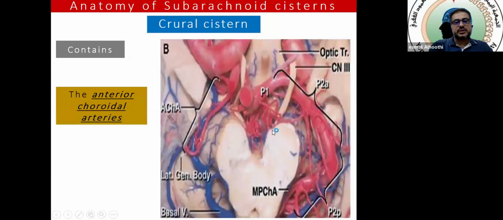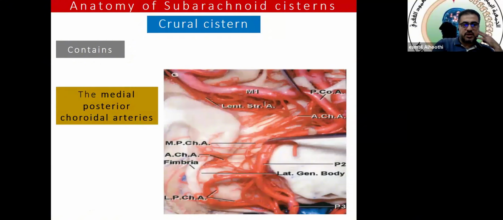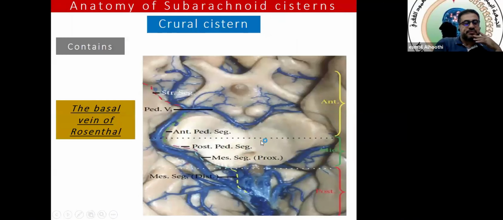The contents of the choroidal system is the anterior choroidal artery. This is the anterior choroidal artery, located within this space of the choroidal system. The medial posterior choroidal artery is also contained within the choroidal system here. This is the midbrain. Here is the medial posterior choroidal artery. Also, it contains the basal vein of Rosenthal.